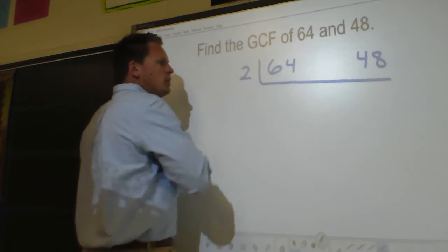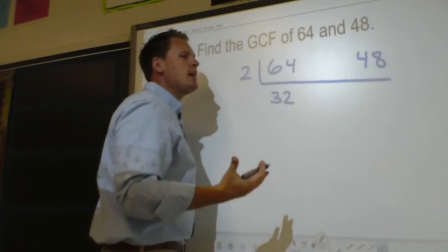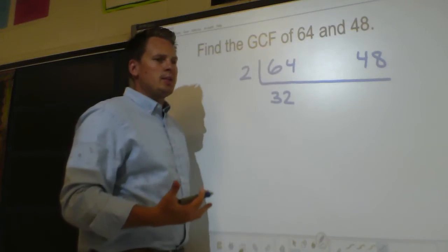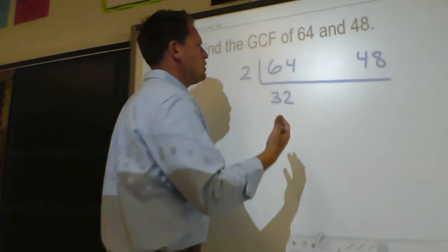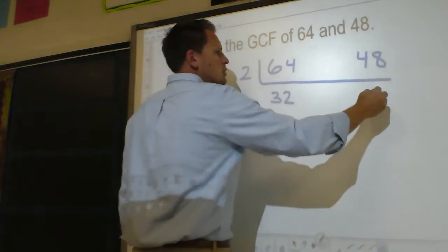They're both even. Let's pull out a 2. 64 divided by 2 is 32. And you might not do that as quick as me. And that's okay. As long as you can get there, that's fine. All right? 48 divided by 2 is 24.